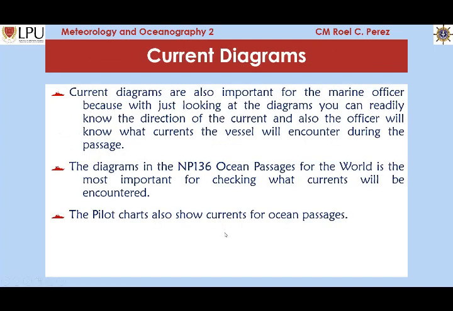Okay, we have also the current diagrams. Current diagrams are also important for the marine officer because by just looking at the diagrams, you can readily know the direction of the current, and also the officer will know what currents the vessel will encounter during the passage. So we have actually used these current diagrams already. The diagrams in the NP136, or the Ocean Passages for the World, are the most important for checking what currents will be encountered. The pilot charts also show currents for ocean passages.